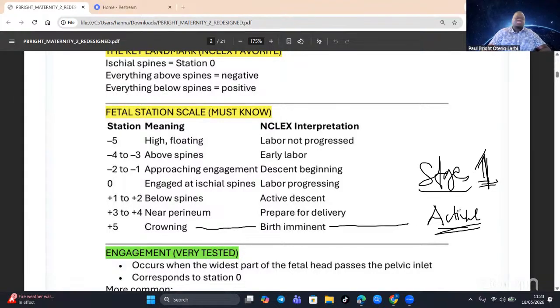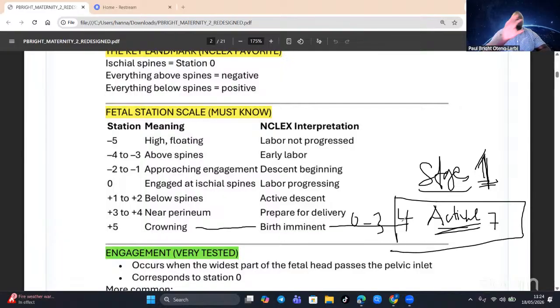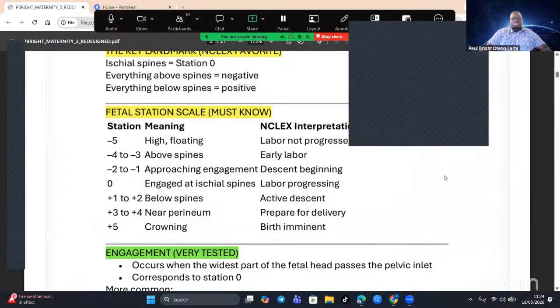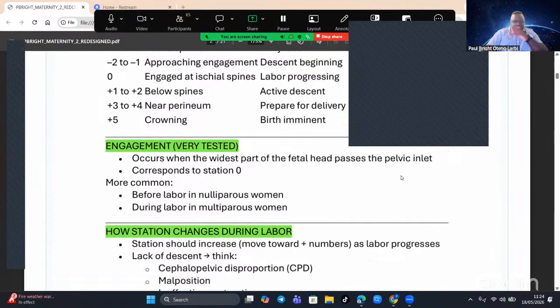That is where we give it. So we are 0 to 3, 3 plus 4 is 7. So between 4 to 7 cervical dilatation, that's the stage you need to give your epidural. Don't give a pregnant woman epidural or pain medications here. It won't help. So you know engagement now.